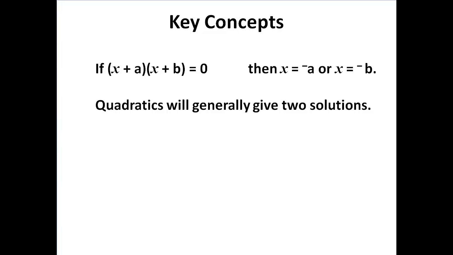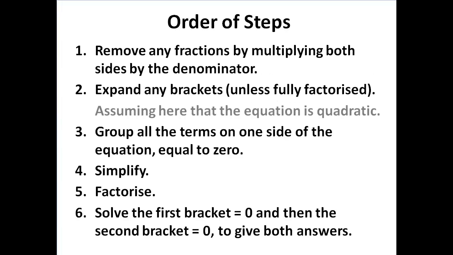So here's our key concept. We factorise a quadratic, make it equal to 0, then the unknown is the opposite of what's in the brackets, and there will be two answers.